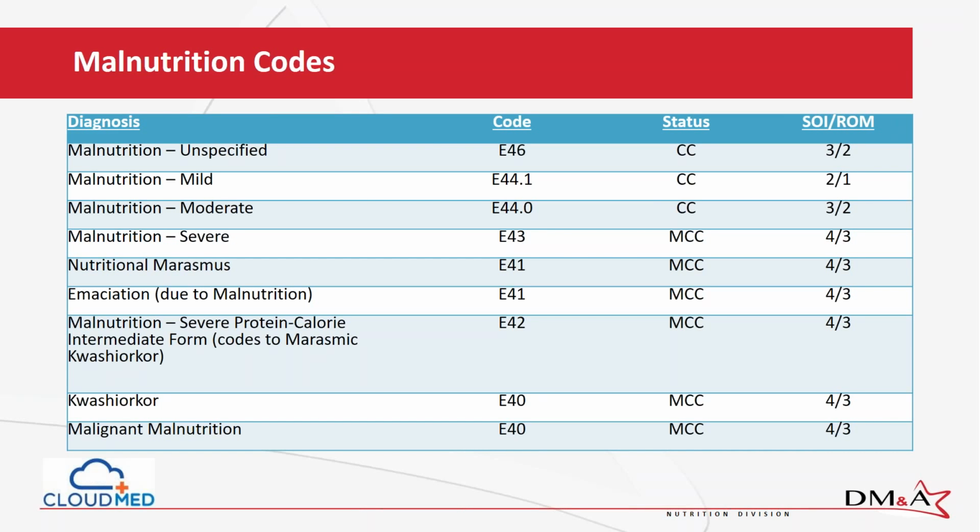They all start with the letter E in that category of codes, from E40 to E46. And you can see that malnutrition has the capability to be further specified as mild, moderate, or severe for the severity. And also, we do have an unspecified code there, E46. In that middle column there, you'll see what's referred to as the status of the code.